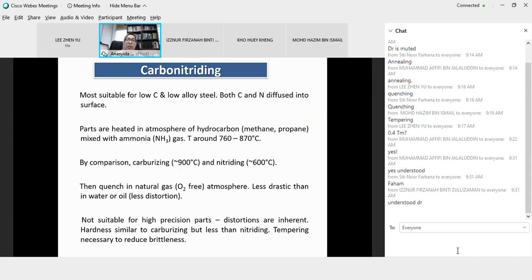So we have to quench, selalunya kita guna gases, and also we can also quench dalam oil. So this is to ensure that less distortions of the part. So dia kata not suitable for high precision part because distortion are inherent. Definitely they will still have distortion, and if you have a part that are very sensitive, you cannot use this concept. Okay.